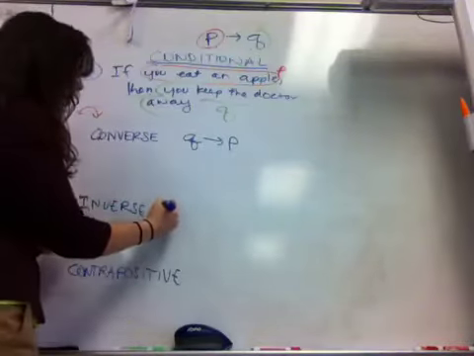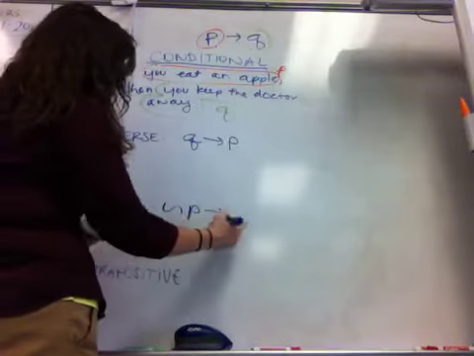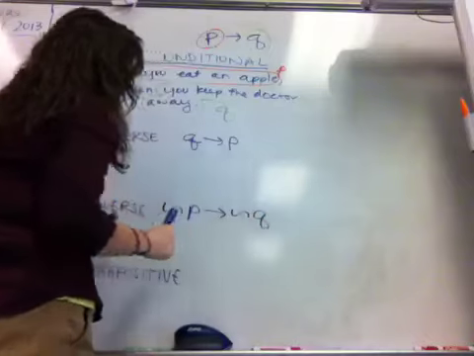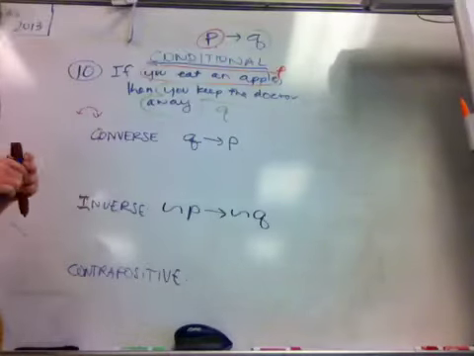The only thing you're going to do for inverse is put your nots in there, put your squigglies. So squiggly P, arrow, squiggly Q. If not P, then not Q. Okay?